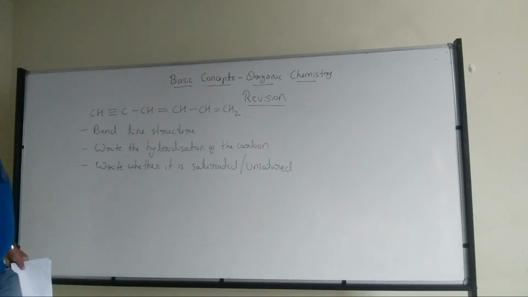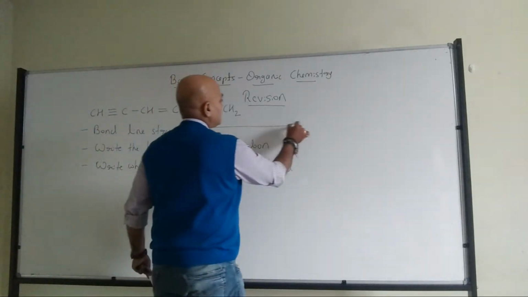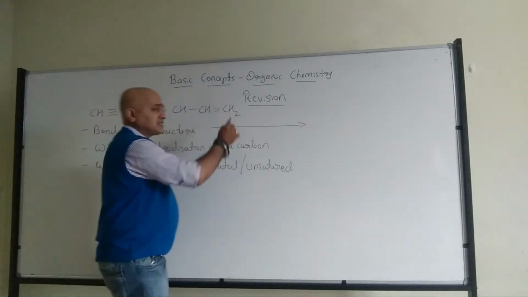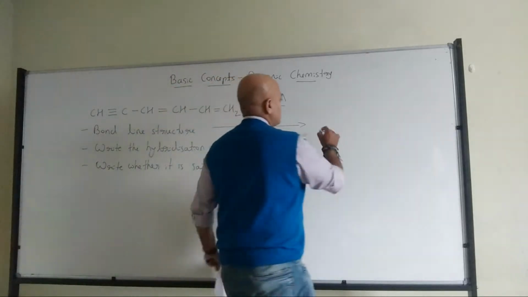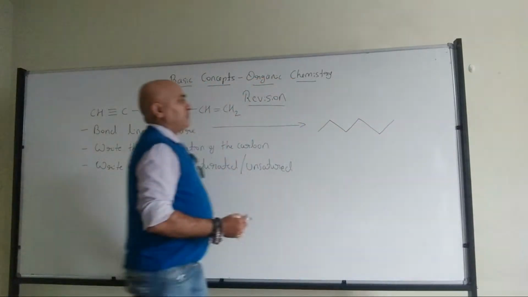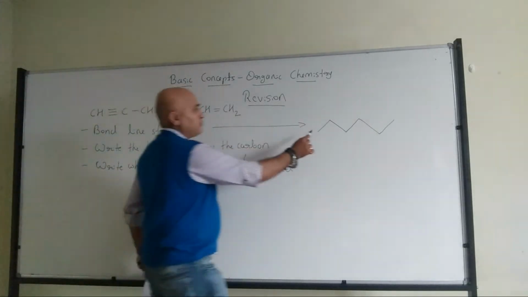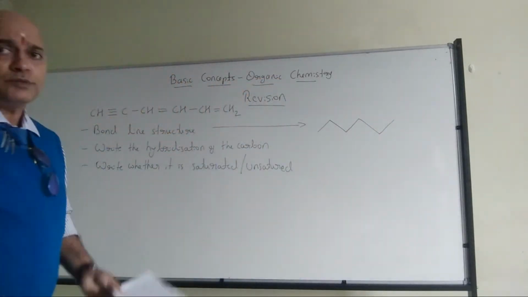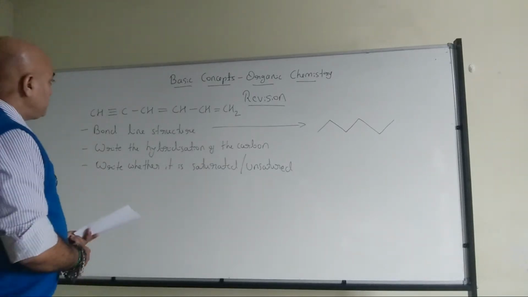Now, first we should write the bond line structure. It is a 6 carbon containing molecule, so 1, 2, 3, 4, 5, 6. We have to show it in zigzag form only. Bond line structure always should go with the zigzag representation only.